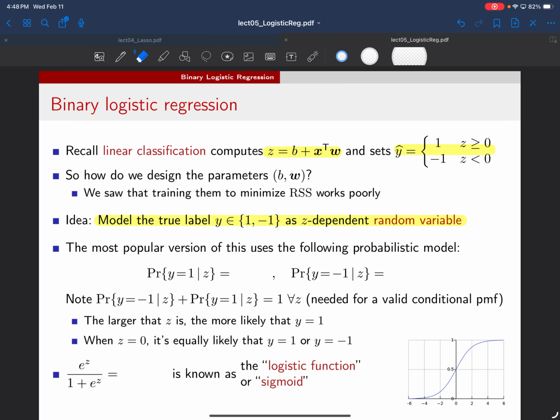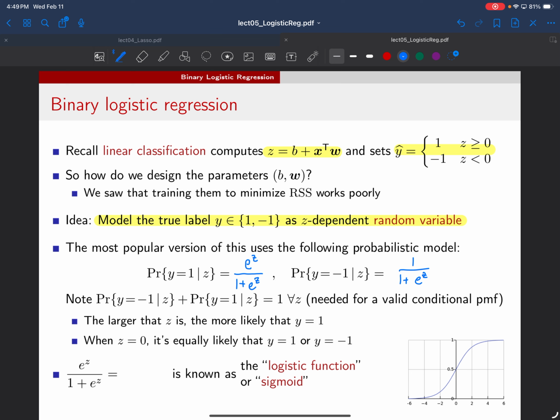What we're saying is let's come up with a model that gives this probability as a function of z, z being the score, and y being the true label. There are many ways to do this, but one is by far the most popular, and it is based on this equation. The probability of y equals 1 given z is e to the power z over 1 plus e to the power z. And the other one is 1 minus that, which we can write as 1 over 1 plus e to the z.